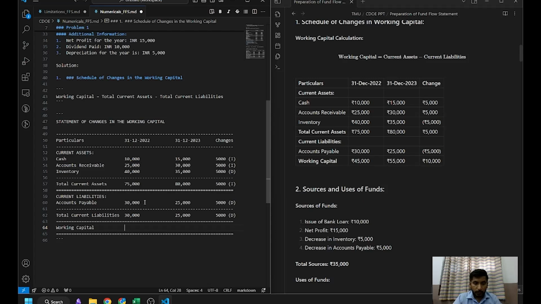Hence, the working capital is the difference of total current assets to the total current liabilities, making it 45,000. That is 75,000 minus 30,000 for the year 2022, and 55,000 for this year, and rupees 10,000 in total changes.